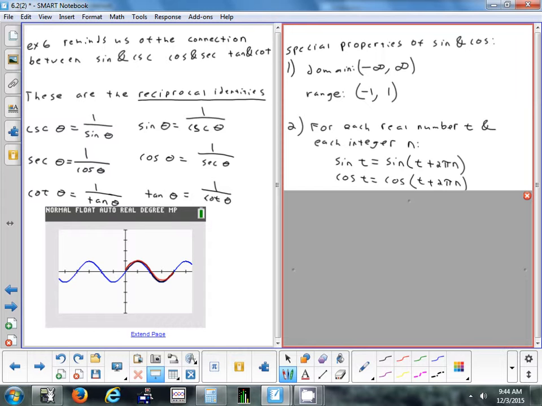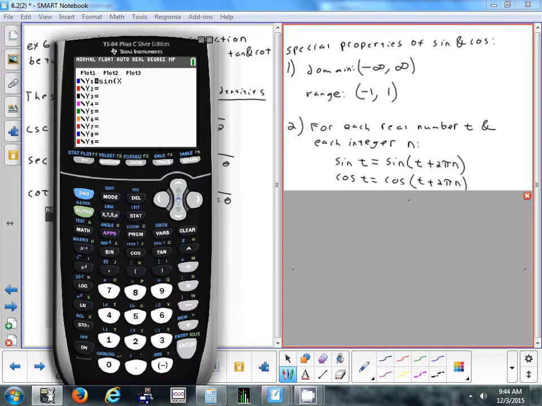What did you type in the calculator? I typed in sine of x and then I did zoom 7. We haven't talked about zoom 7 yet, but I did zoom 7.